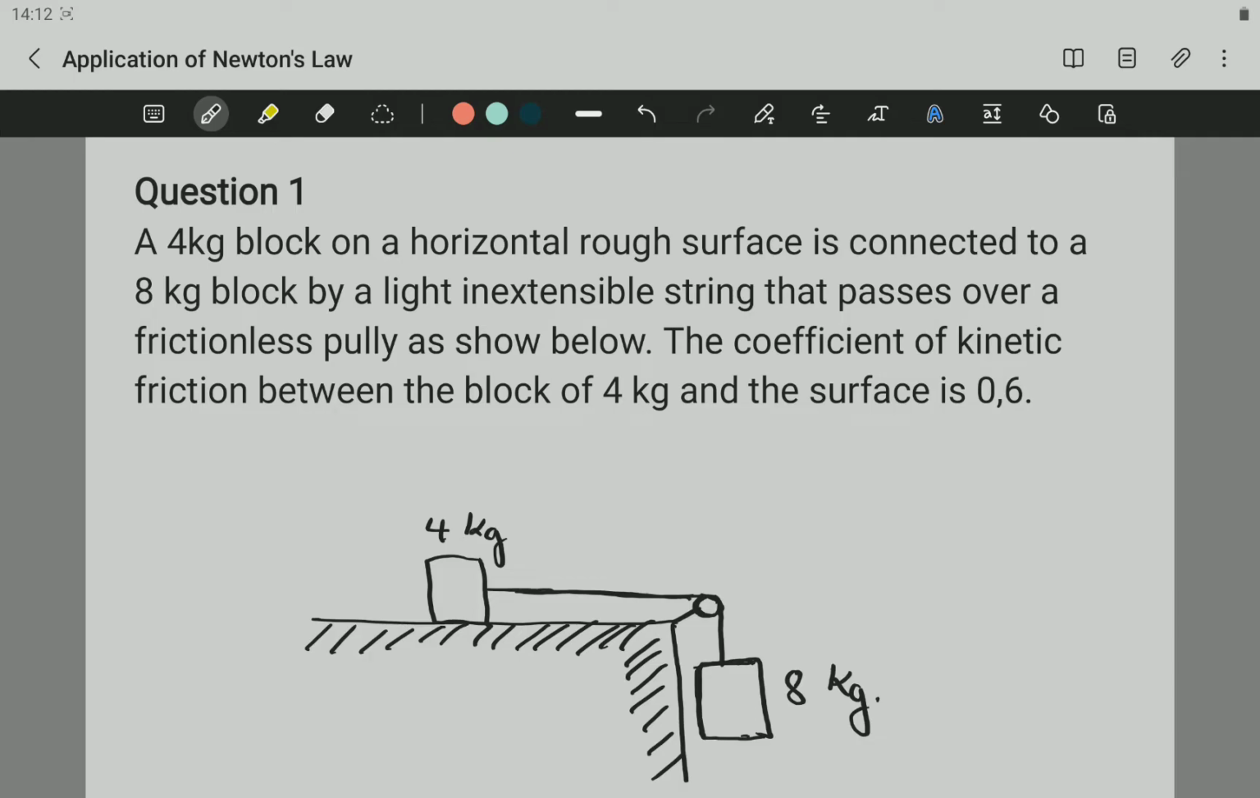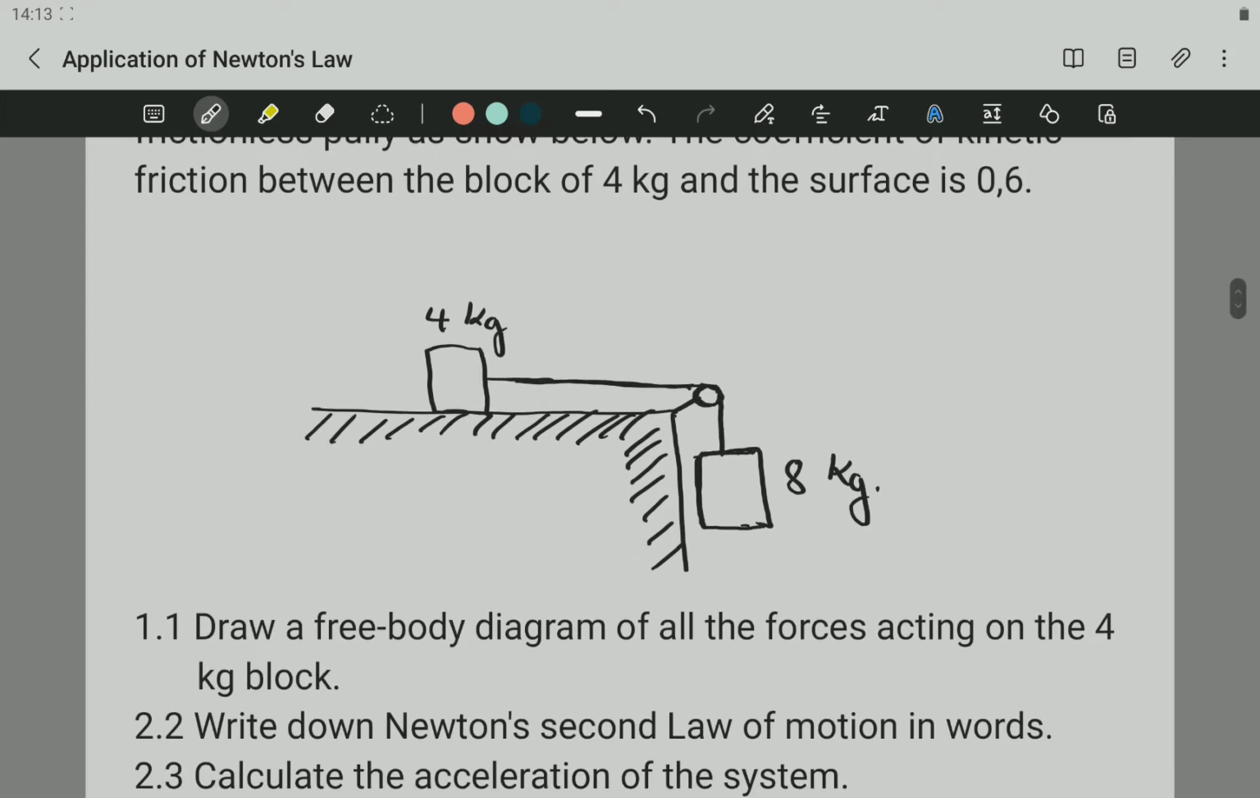Okay, so let's read the question so you have time to answer the question by yourself, and then just compare the solution with mine. Okay, the question said a 4 kilogram block on a horizontal rough surface is connected to an 8 kilogram block by a light inextensible string that passes over a frictionless pulley as shown below. The coefficient of kinetic friction between the block of 4 kilogram and the surface is 0.6.